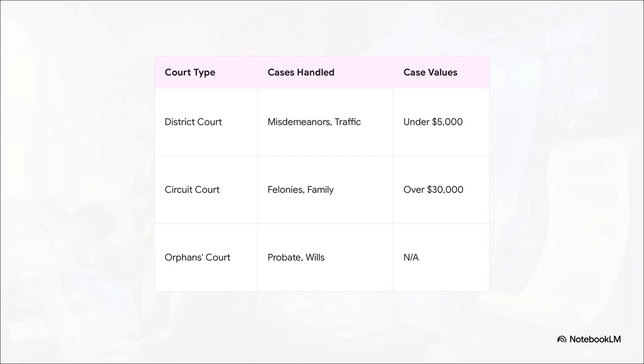But if you're dealing with major civil cases, like over $30,000, or serious felonies, family law like divorces, or anything needing a jury trial, that's the Circuit Court in Annapolis. And finally, if you're doing genealogy research or checking on estate settlements and wills, you'll need the Orphans' Court, because they handle all the probate proceedings.